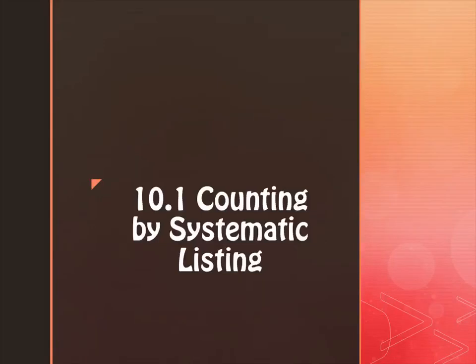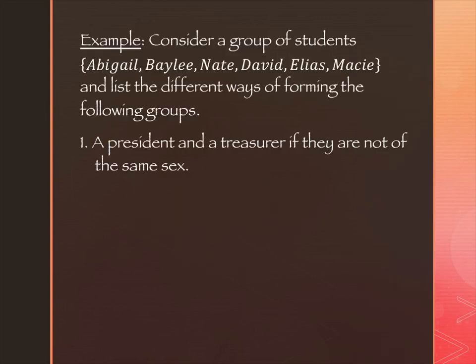So we're starting chapter 10 today, and what chapter 10 is all about is counting techniques, okay? Ways of counting things. And we're starting with this first section with small counting things. In particular, we're going to be looking at systematic listing. So if you take a look at some examples, you're going to see very small groups of things that we're counting. As we move into section 10.2, the groups are going to get bigger, and this method doesn't work very well, okay?